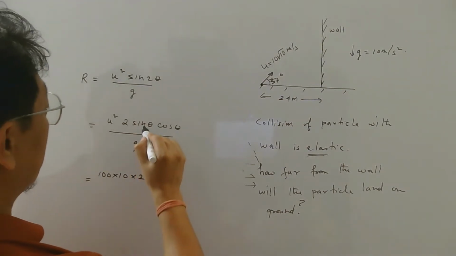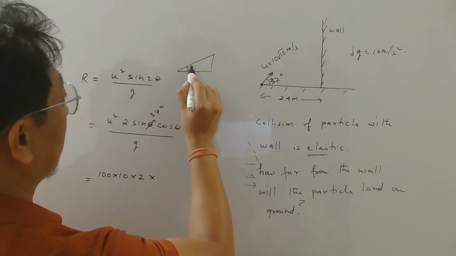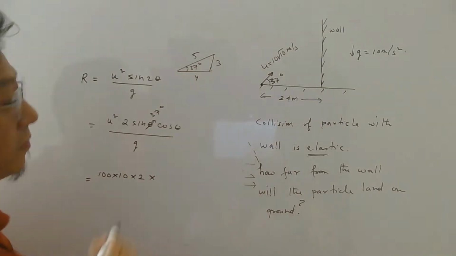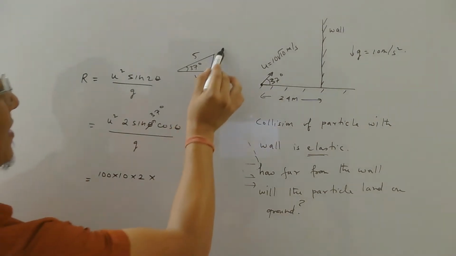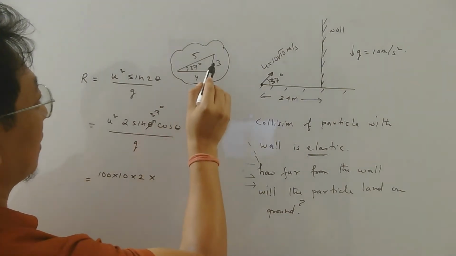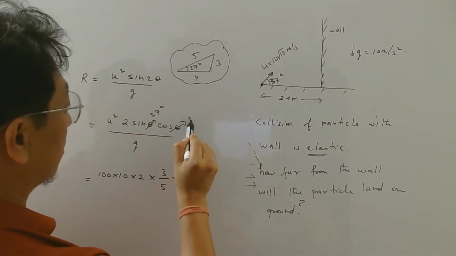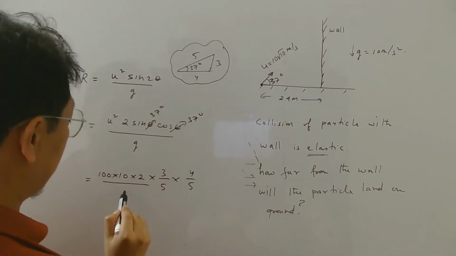Sine theta, so 37 degrees. Sine 37, you know that famous triangle, right? If this is 37, this is 3, this is 4, this is 5. The Pythagorean triplet, the first Pythagorean triplet, right? So using this, you can find sine 37 to be 3 by 5 and cos 37 to be 4 by 5, divided by g, which is 10.